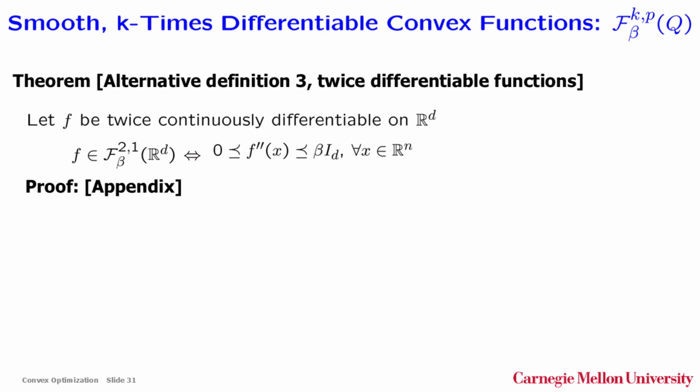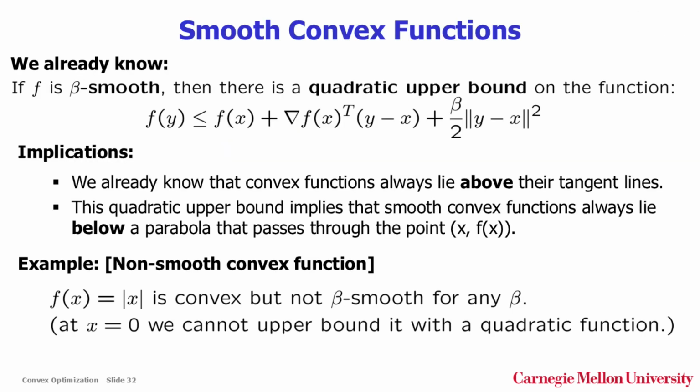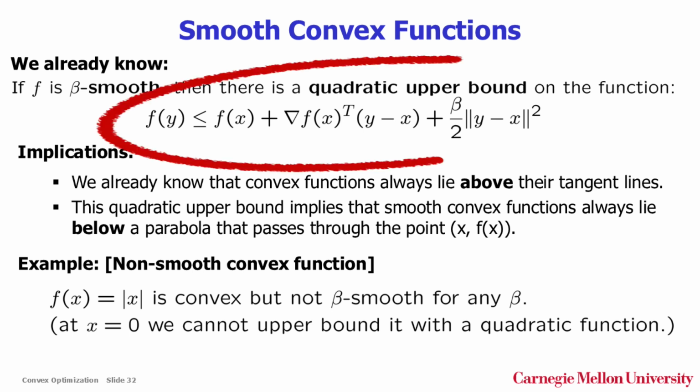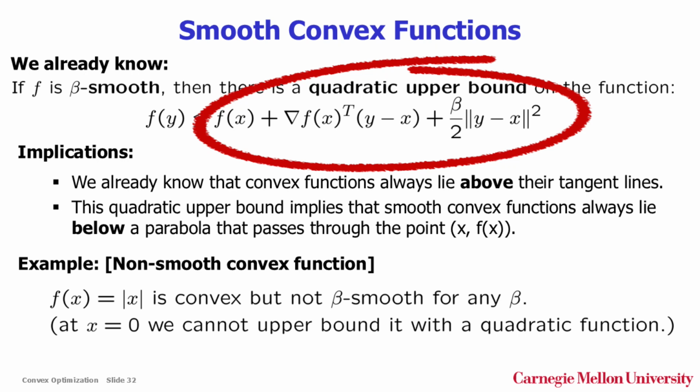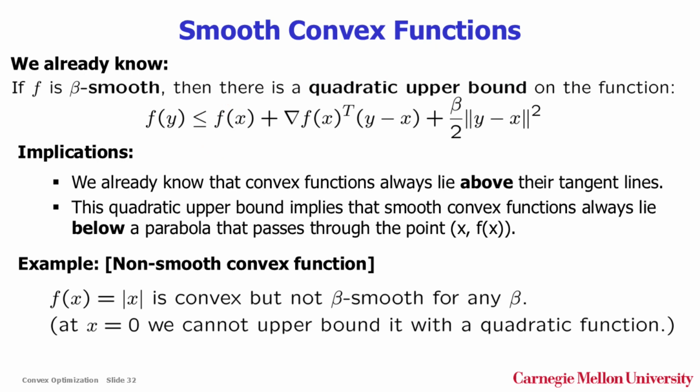We already know if a function f is beta smooth, then there's a quadratic upper bound on the function, as you can see here in this inequality. We also know that convex functions always lie above their tangent lines. So this quadratic upper bound implies that beta smooth convex functions always lie above their tangent lines, but also below a parabola that passes through the point x and f of x. As a specific application, we can prove that although the absolute value function is convex, it's not beta smooth for any beta, since at x equals 0, we cannot upper bound the absolute value function with any quadratic function.